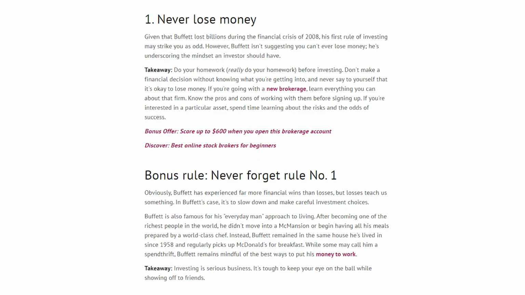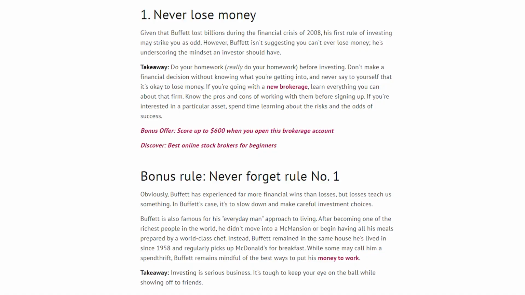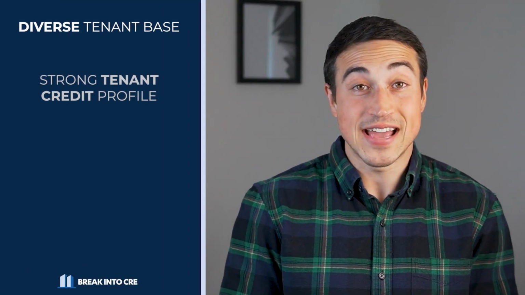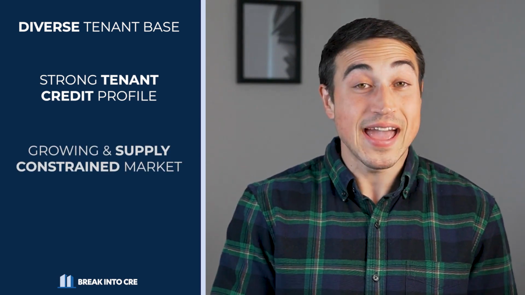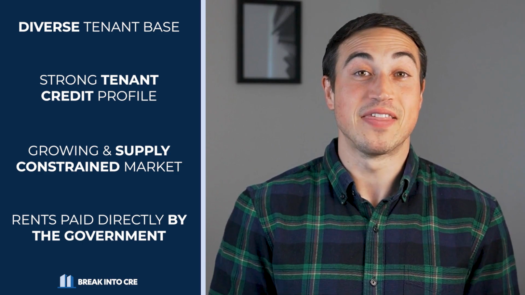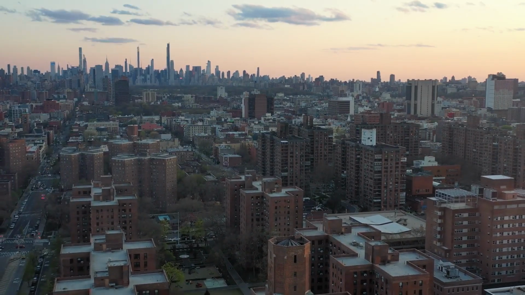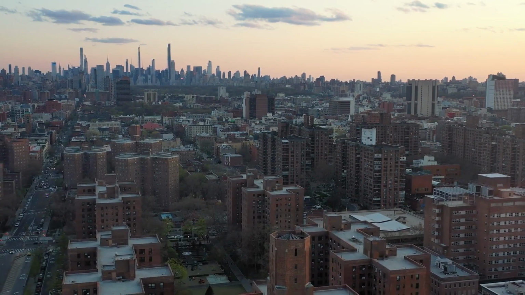Just like the famous rules of investing by Warren Buffett go, rule number 1 is to not lose money, and rule number 2 is to see rule number 1. Deals that are unlikely to see big drops in net operating income, whether that's through a diverse tenant base, a strong tenant credit profile, a growing and supply-constrained market, or even rents that are paid directly by the government, tend to be some of the most likely deals to preserve and grow their value even during tough times.